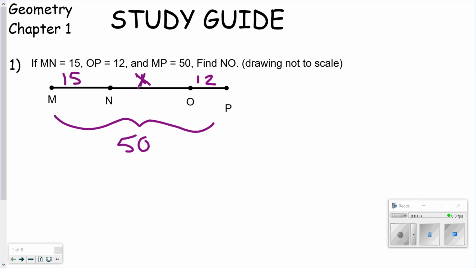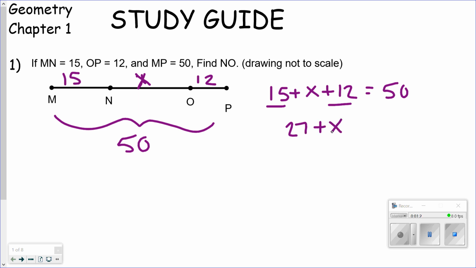This is the segment addition postulate. So I know that 15 plus X plus 12 is going to equal 50. Combine my like terms. 15 plus 12 is 27. Plus X is equal to 50, which means that X is going to equal 23.